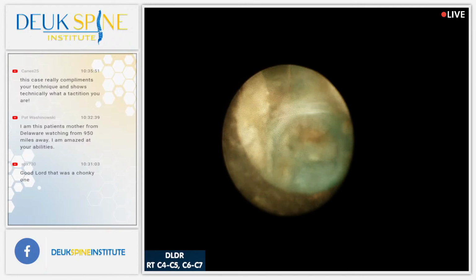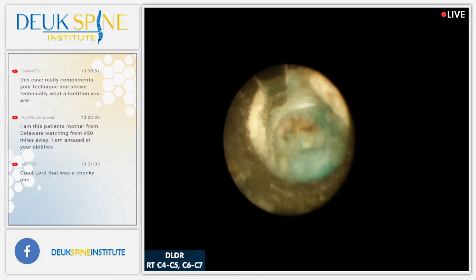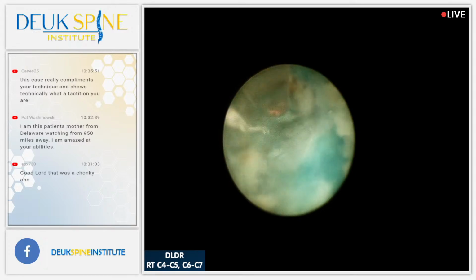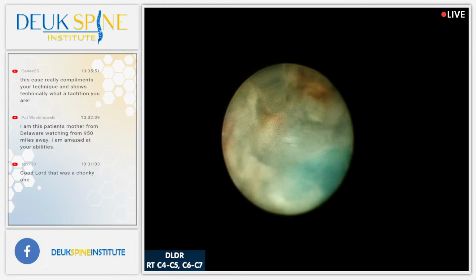Yep, this is his left foramen at C6-7. Left C6-7. And his surgery is going really, really well. All right, let's see what we got left in here. Got a little bit of herniation here still.